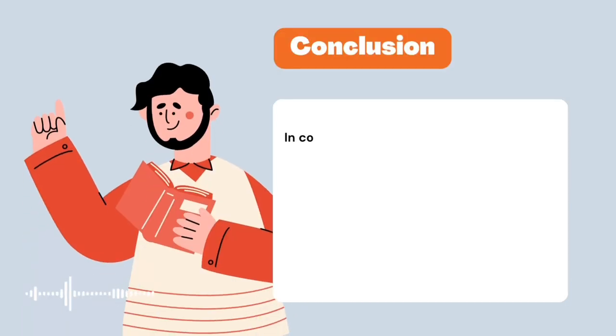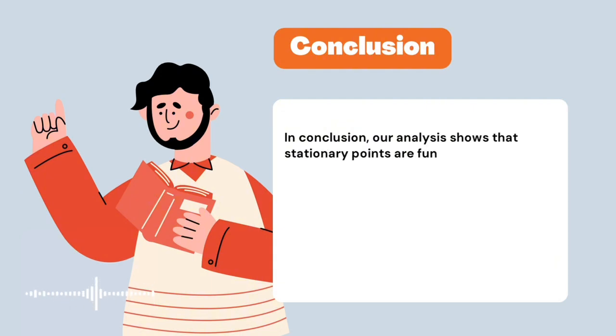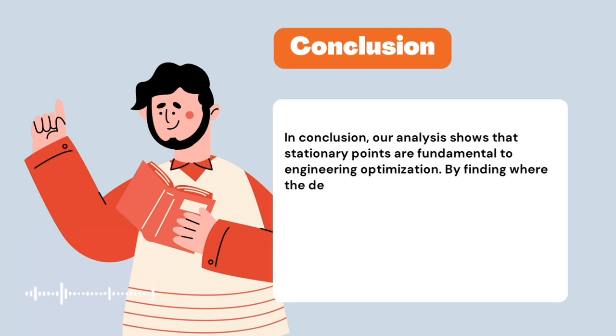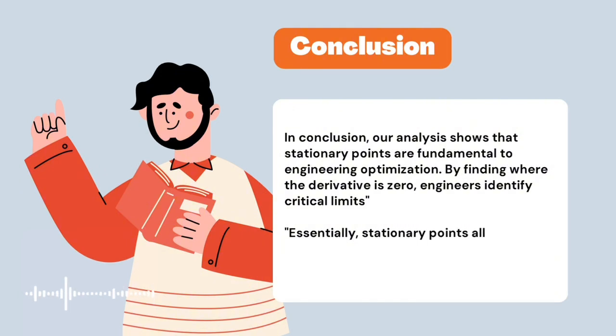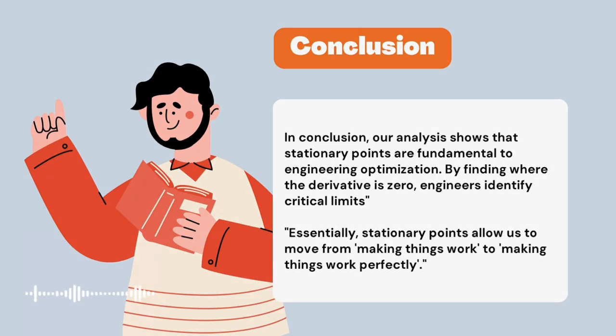In conclusion, our analysis shows that stationary points are fundamental to engineering optimization. By finding where the derivative is zero, engineers can identify critical limits. Essentially, stationary points allow us to move from making things work to making things work perfectly.